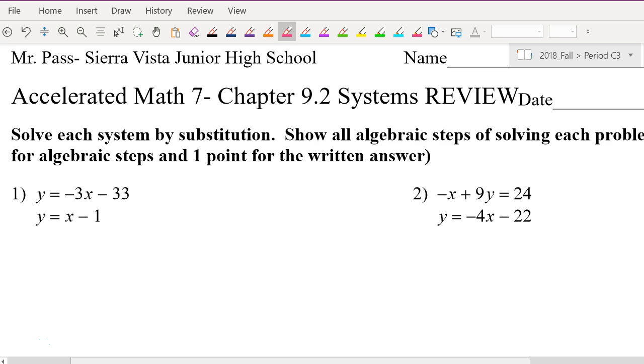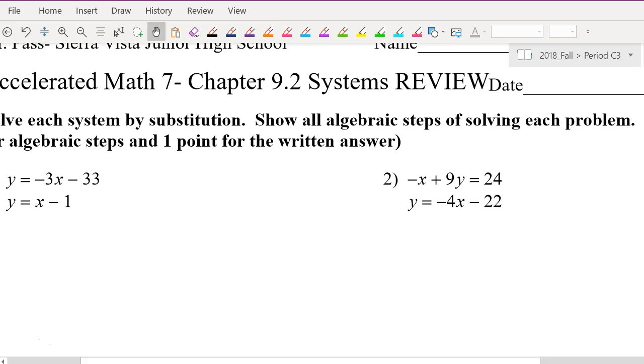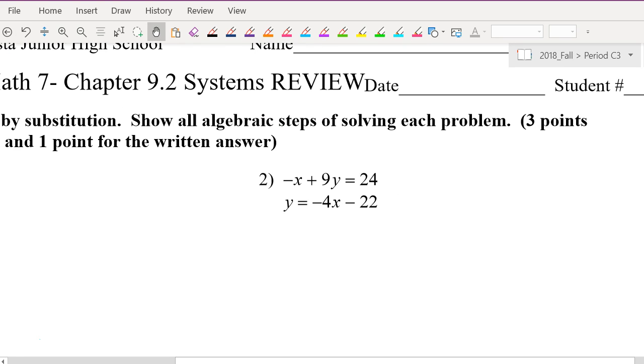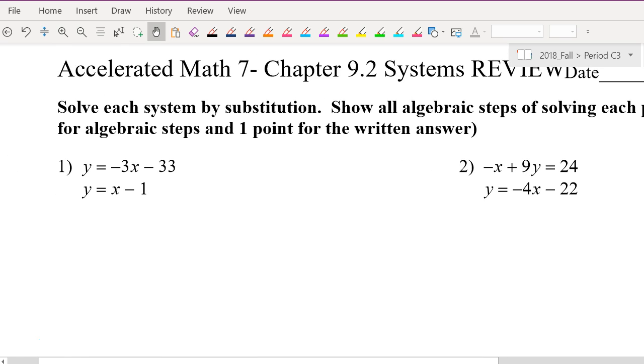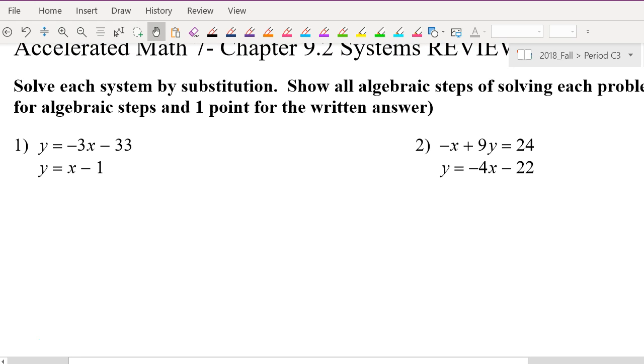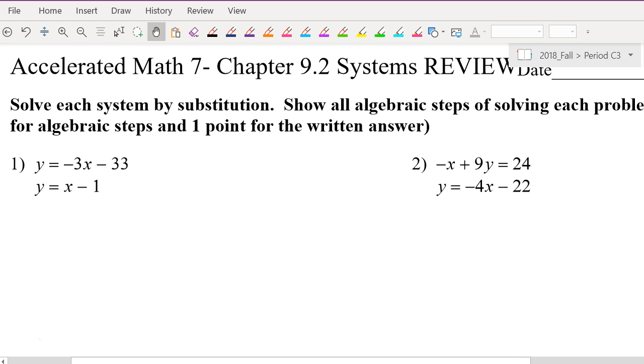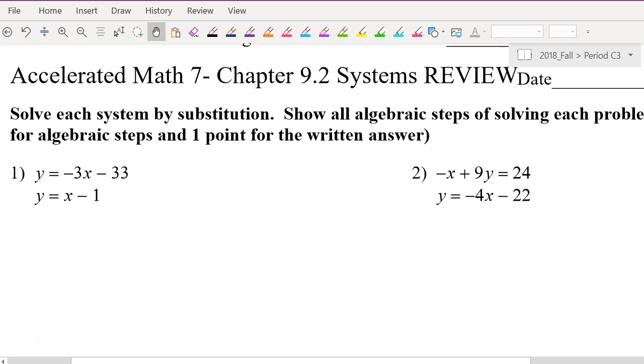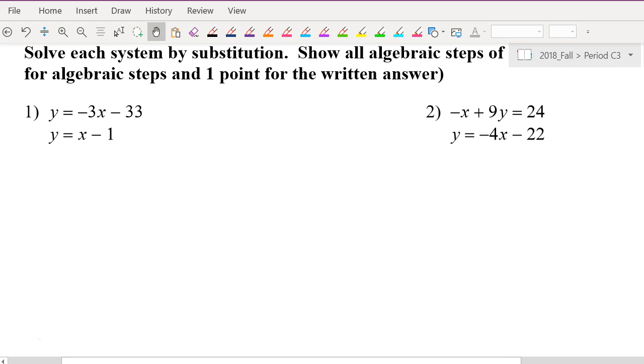Solve each system by substitution. As usual, you need to show your algebraic steps. There will be 3 points for each problem for your steps and only 1 point for the written answer. Any questions about that? Okay, let's get started.